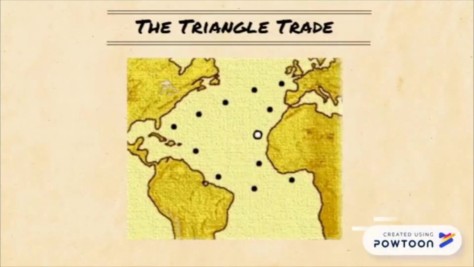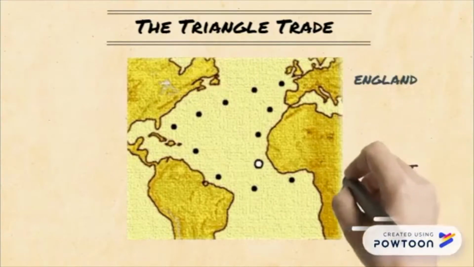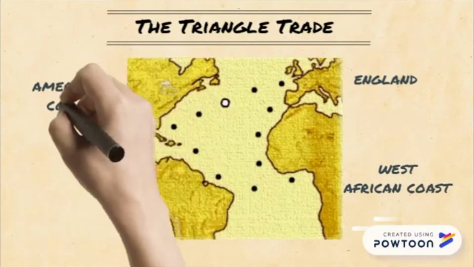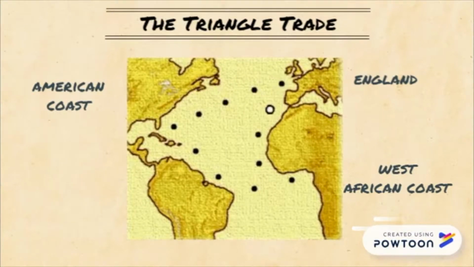The triangle trade is a historical term indicating trade among three ports or regions. It followed the Atlantic Triangle route, from England to the West African coast and finally to the American coast. By 1865, when the slave trade was banned in Britain and the USA, there were over 4 million black slaves in America.